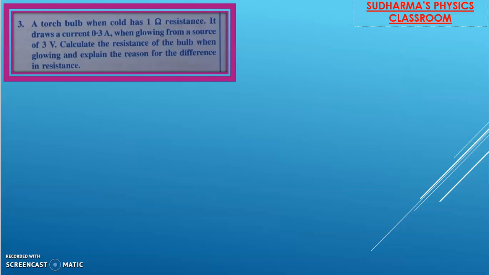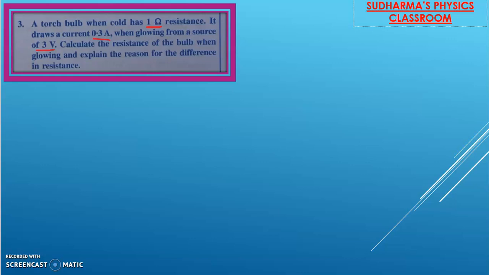Let's do another question. A torch bulb, when cold, has 1 ohm resistance. It draws a current of 0.3 ampere when glowing from a source of 3 volt. Calculate the resistance of the bulb when glowing and explain the reason for the difference in resistance. This is a very important one.